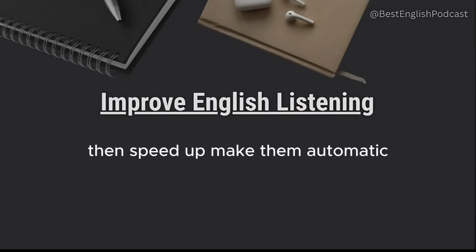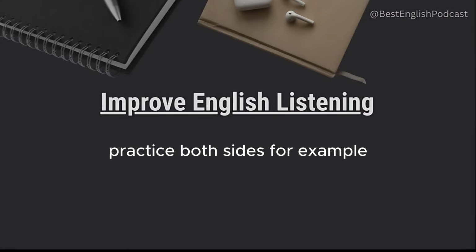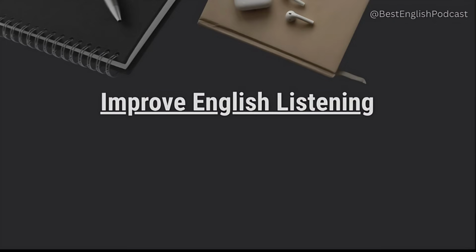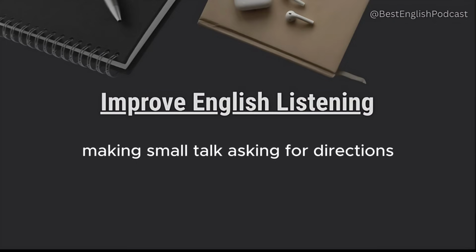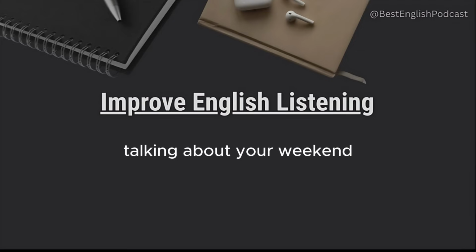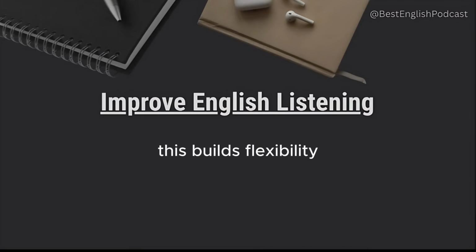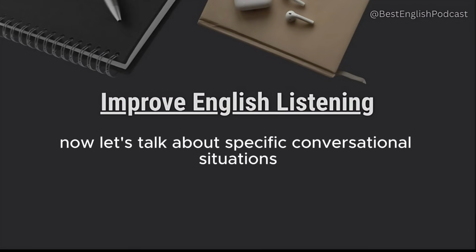Make them automatic. Imagine common conversation scenarios. Practice both sides. For example, ordering coffee, making small talk, asking for directions, talking about your weekend. Switch roles, be different characters. This builds flexibility. Now, let's talk about specific conversational situations.